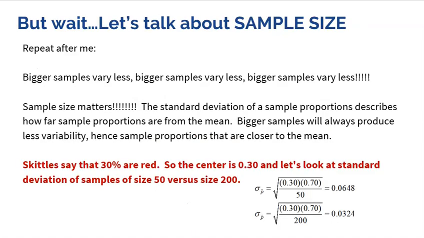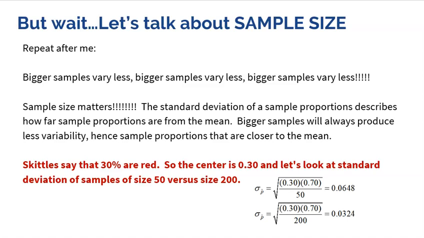But wait, let's talk about one more thing since we're on the topic of sample size. Repeat after me. Bigger samples vary less. The law of large numbers. Take out bigger samples, you'll get closer to the truth. So guys, sample size matters. The standard deviation of a sample proportion describes how far sample proportions are from the mean. Right? That's what this formula tells us. How far we expect other sample proportions to be from the truth. But bigger samples will always produce less variability, hence sample proportions that are closer to the mean.